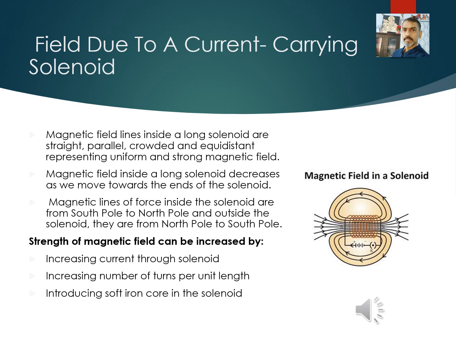Strength of magnetic field can be increased by increasing current through the solenoid, increasing the number of turns per unit length, and introducing a soft iron core in the solenoid.